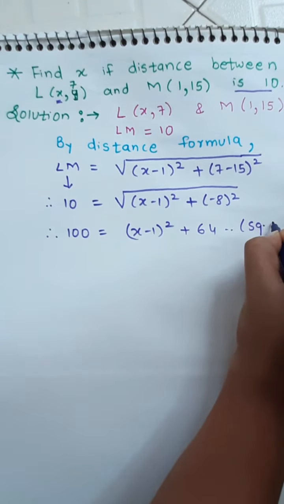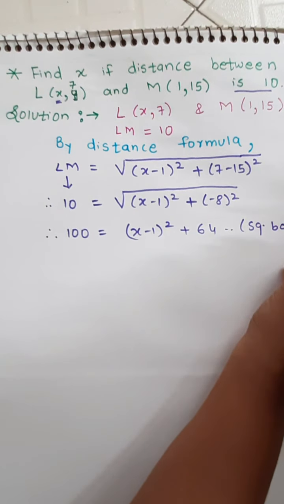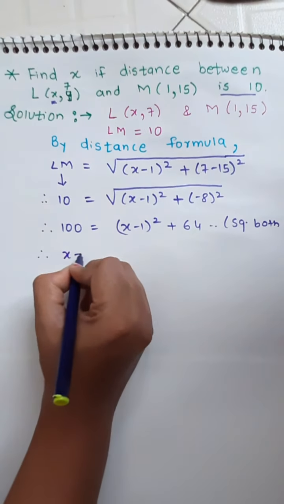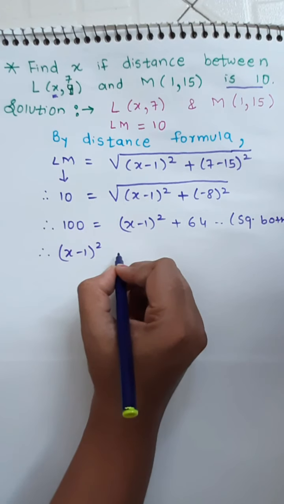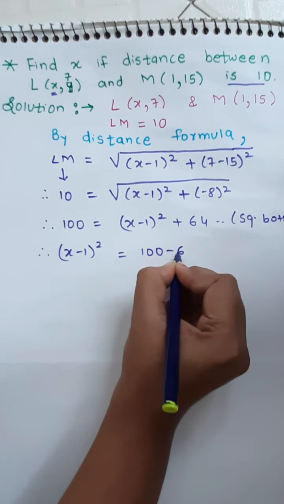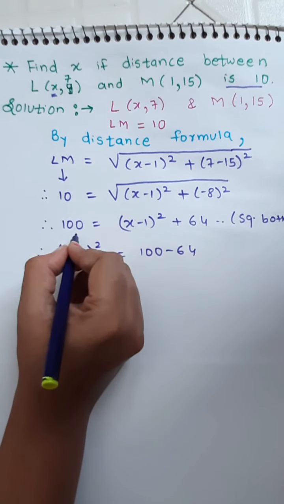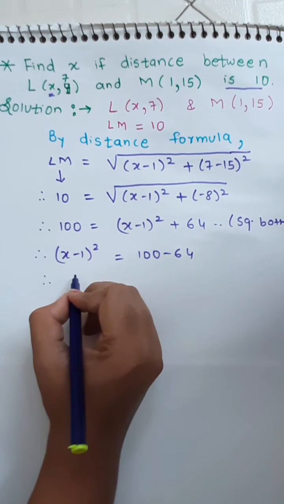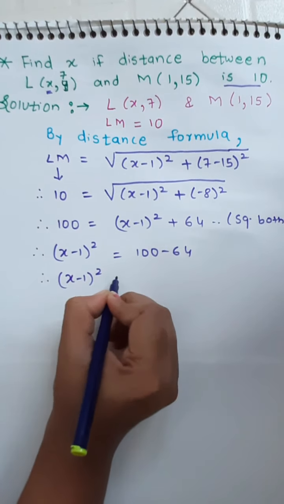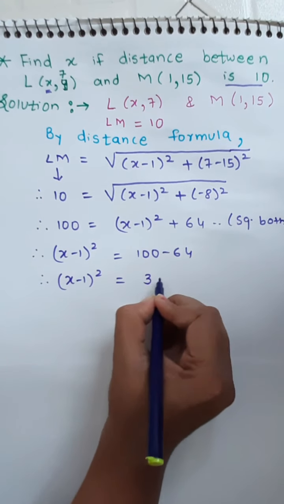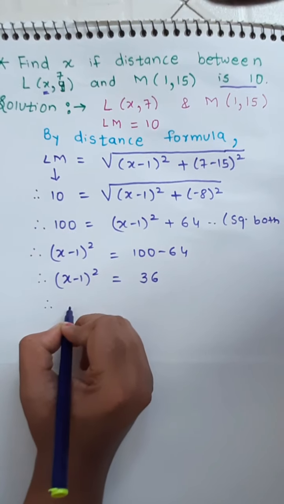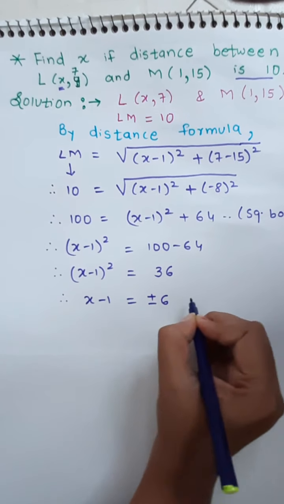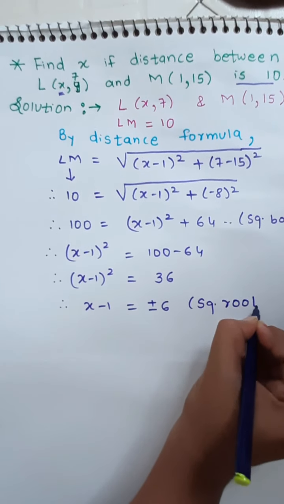Reason, square both sides. Now next step, therefore x minus 1 whole square, I'm going to bring it to this side, x minus 1 whole square is equal to 100 minus 64. You can also bring plus 64 to this side and write 100 minus 64 is equal to x minus 1 whole square. That is also allowed. So x minus 1 whole square is equal to 100 minus 64 is equal to 36. Therefore, now taking square root on both the sides, it's going to be plus or minus 6.